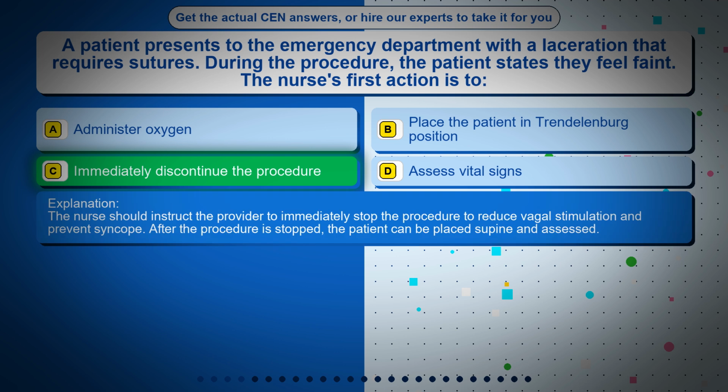The nurse should instruct the provider to immediately stop the procedure to reduce vagal stimulation and prevent syncope. After the procedure is stopped, the patient can be placed supine and assessed.